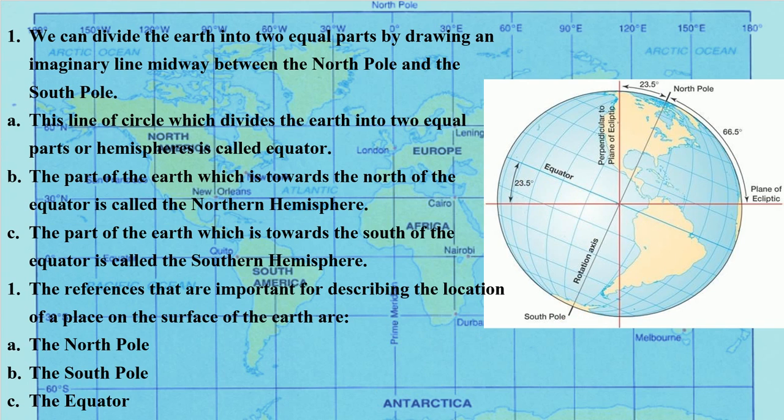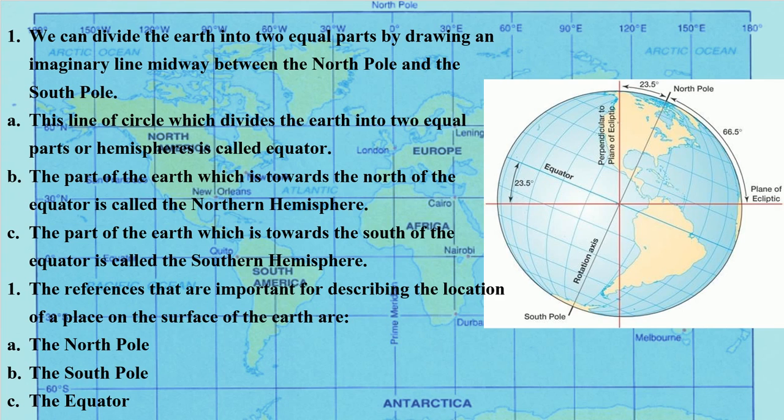As you can see here, the equator has been drawn in the middle, midway between the North Pole and the South Pole. So the equator is a great circle. This great circle divides the earth into two halves, as we have already discussed. The half portion of the earth to the north of the equator is called the northern hemisphere, and the half portion towards the south is called the southern hemisphere.